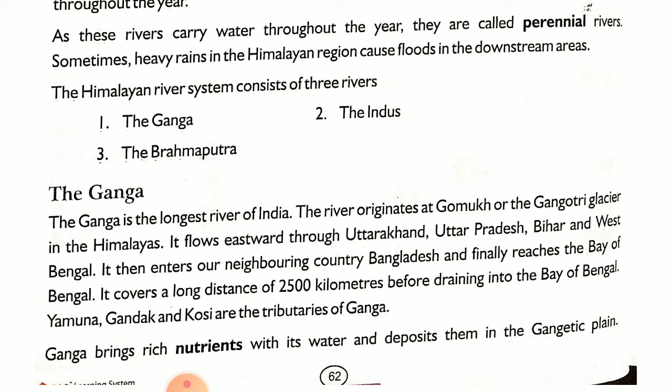Now Yamuna, Gandak and Kosi are the tributaries of Ganga. So these are the small rivers beta that merge with the river Ganga. Yamuna, Gandak and Kosi, these are the tributaries of Ganga. Now I will show you with my camera also. Just wait.